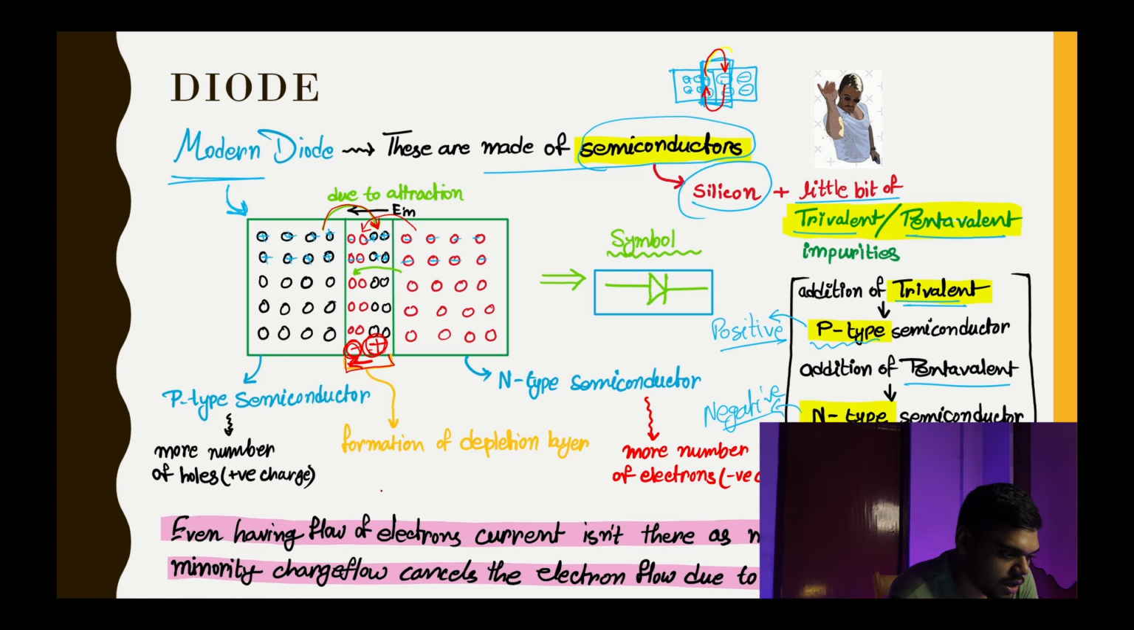Okay, now we have a question: we have electric field lines in that depletion layer. That means there must be a potential difference. Yeah, obviously there must be a potential difference. And if there is a potential difference, current must flow. Yes, but here current won't flow.